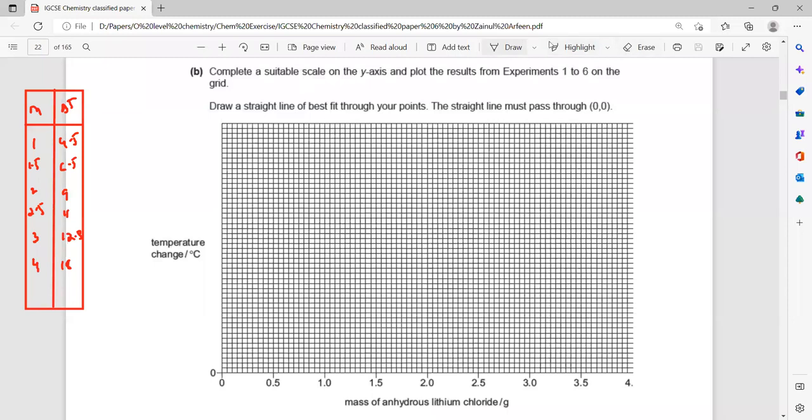So if we select the scale, like if two boxes equals 1, so this will be 1, 2, 3. So this will be 20. So for each unit I took two boxes.